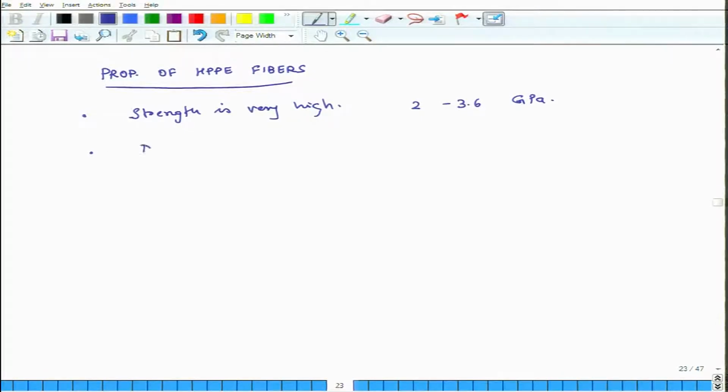Second thing, density is slightly less than 1. So, they are slightly lighter than water. What that means is that their specific modulus.